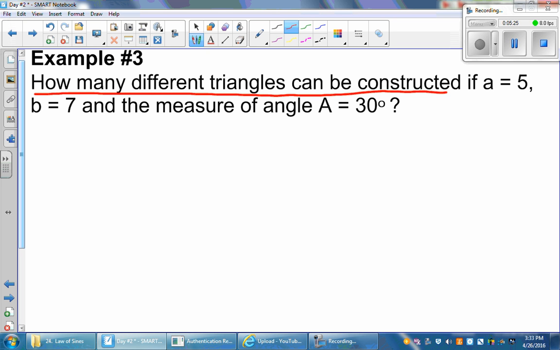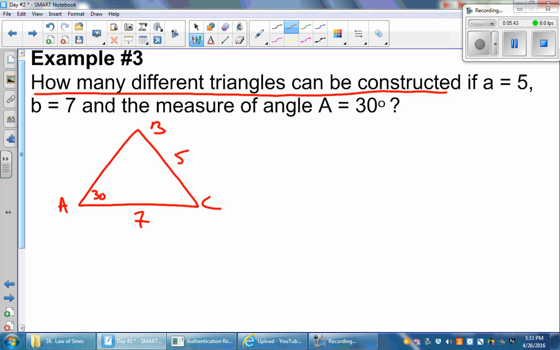Now that is automatically going to be a law of sines question. If I read that, I'm going to think law of sines, and I'm going to find the measure of an angle. And I'm going to draw my picture. I'm going to go with triangle ABC. I know that little a is 5, little b is 7, and the measured angle is 30.